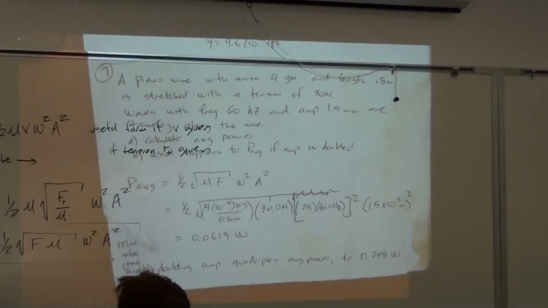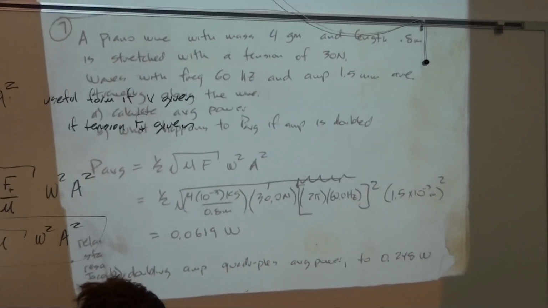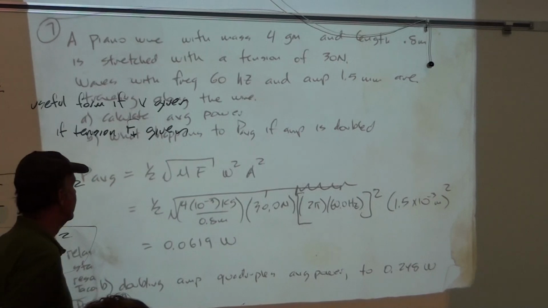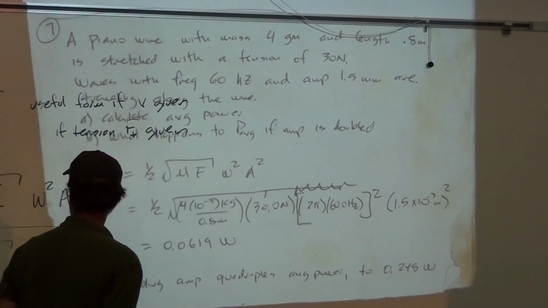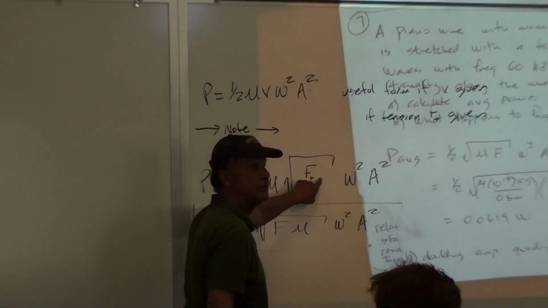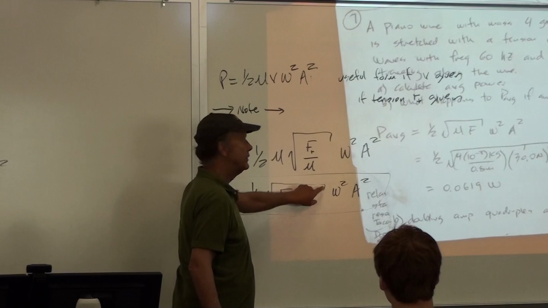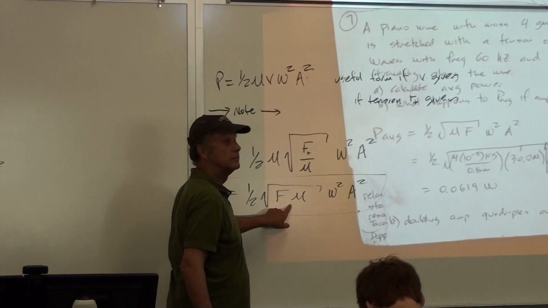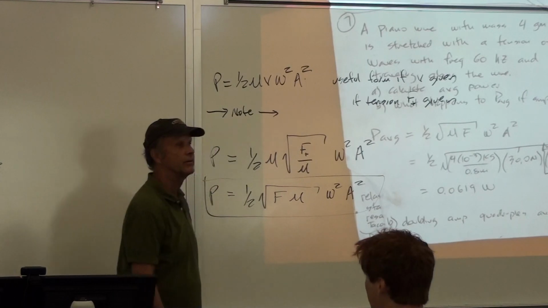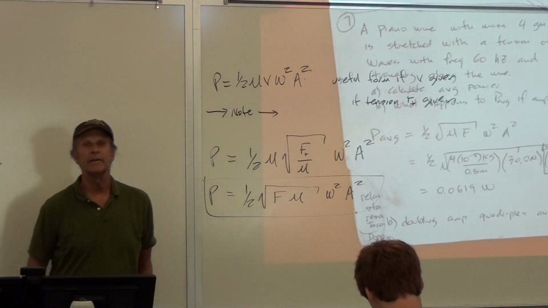Yes? Could you explain one more time the difference between the two at the bottom, on the board? Here, we bring it inside, it's mu squared. Mu squared over mu is mu. So I just brought it inside of the square root, and then I consolidated within the square root. Okay, thanks. Any other questions?